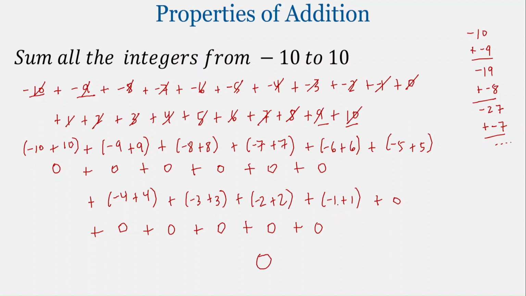In this problem, we used all 4 of those properties we just talked about. We reordered and rearranged using commutative and associative properties. We then looked at additive inverses and found those pairs, added those opposite numbers to get 0. And then we added the additive identity, resulting in a sum of 0.